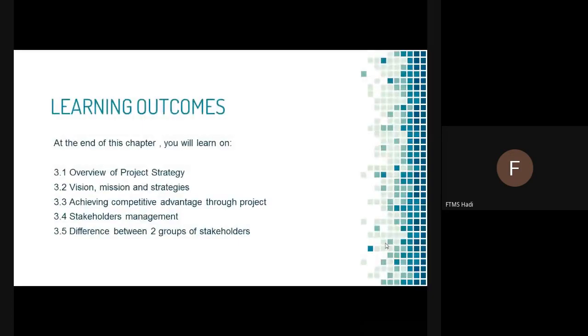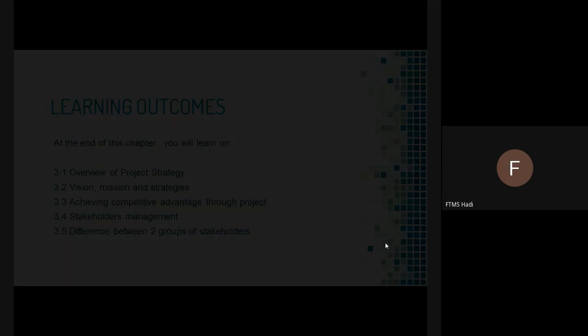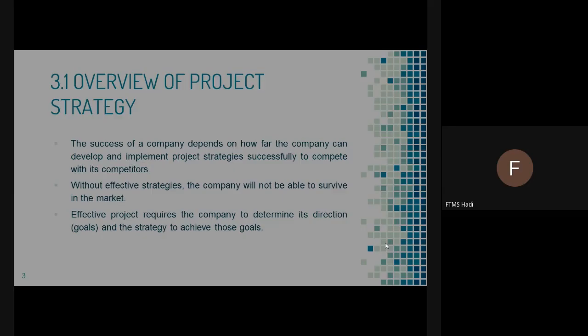Next one, stakeholders management. How do you want to manage your stakeholders? Not only client but also staff, management people, suppliers and so on. And then the last one, difference between two groups of stakeholder, which is direct and indirect stakeholder. Alright, overview of project strategy.